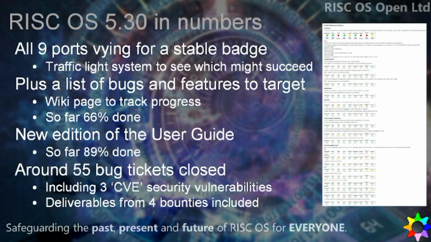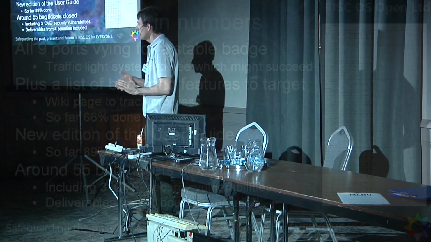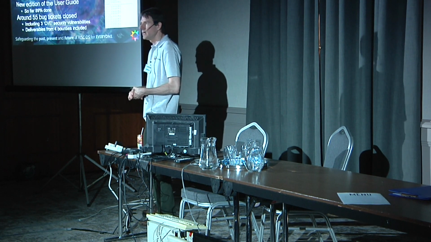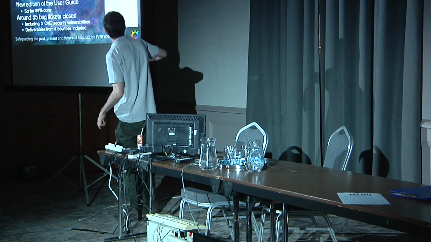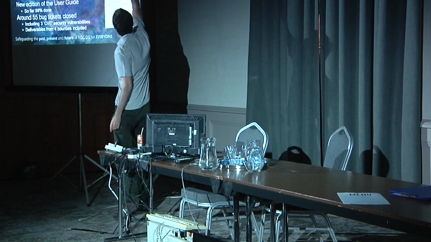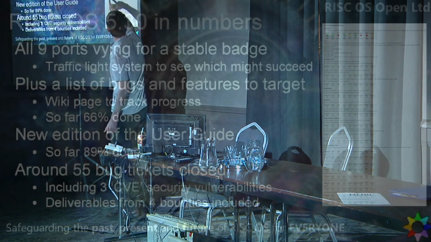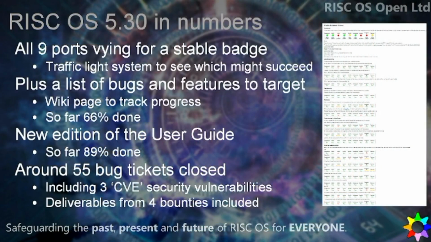So I like facts and figures. Got an A-level in maths, so let's talk some numbers. There are 9 ports of RISC OS 5 to various different hardware platforms, and a traffic light system in place. And I screen captured the traffic light system, realised it was actually quite complicated. So if you hover over any of these little bits of text, it tells you what work is being done in each of the respective areas, but it does turn out to be an absolutely massive list of things.